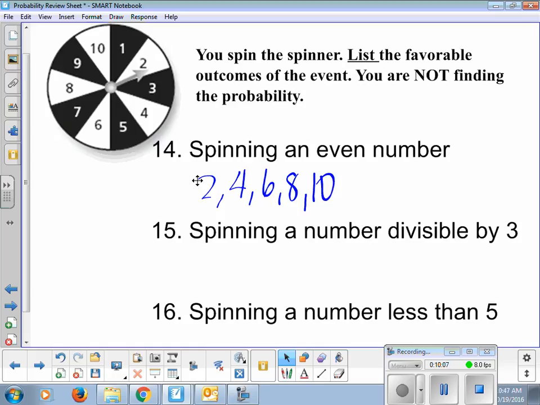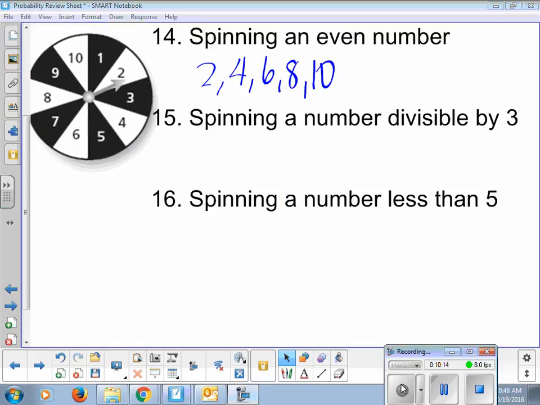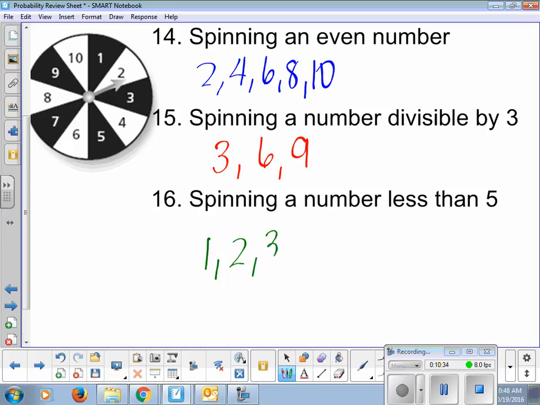For divisible, what does divisible mean? Yeah, you can divide by that number evenly. Okay, what would be our favorable outcomes for divisible by 3? 3, 6, 9. Those three numbers can be divided by 3 evenly. And for spinning a number less than 5, 1, 2, 3, and 4. Can we include 5 in this? No, it's not less than 5.